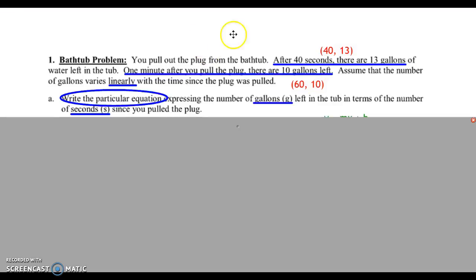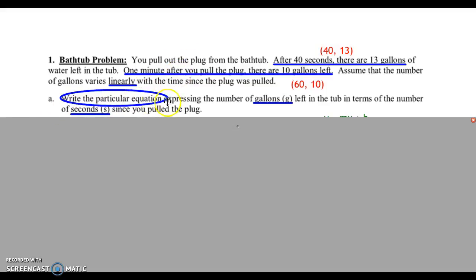Alright, as you can see, I did a little annotation. It says after 40 seconds there are 13 gallons. 1 minute after there are 10 gallons. So these two pieces of information are really ordered pairs. They're partnering 40 seconds, which is your input value, with 13 gallons, which is your output value. And similarly, 1 minute, which is 60 seconds, is your input. 10 gallons is your output. Looks like we're decreasing the amount of water we had in this bathtub.